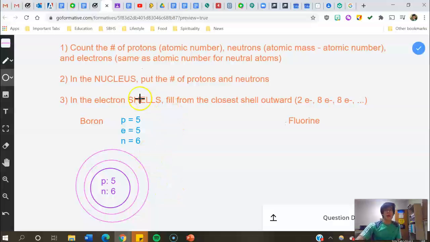All right, so there's a couple of rules you need to follow when you put in your electrons. This is kind of the special step when you are writing the number of electrons. You need to start from the closest shell first and then move outwards, right? So the first shell can only hold 2 electrons, okay?